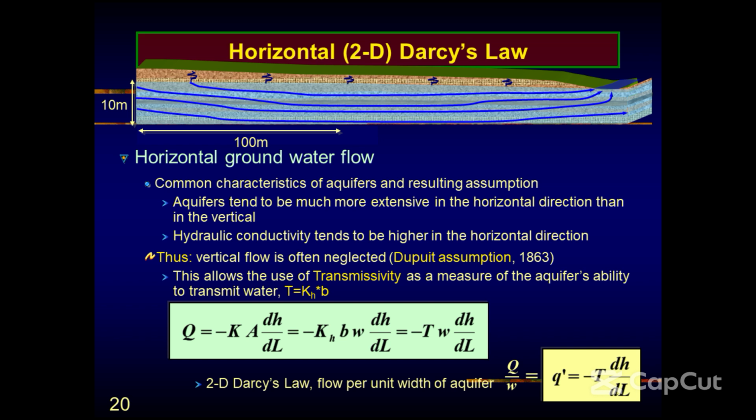Now, still on the transmissivity, you see this 100 meters, you see 10 meters, 100, like that. So, very large areal extent. Okay? The length is so huge compared to the thickness. For horizontal groundwater flow, common characteristics of aquifers and resulting assumption: aquifers tend to be much more extensive in the horizontal direction than in the vertical. Because like I said, you have aquifers traversing countries.